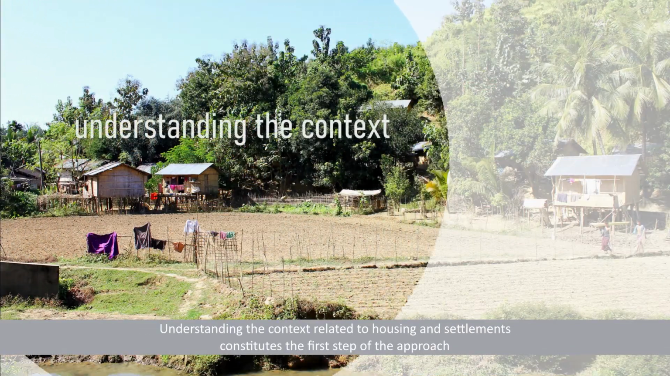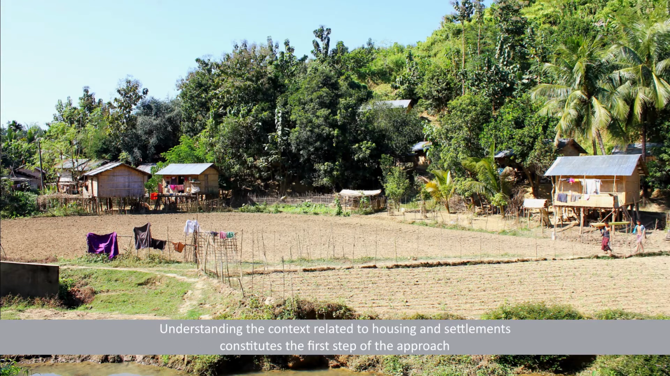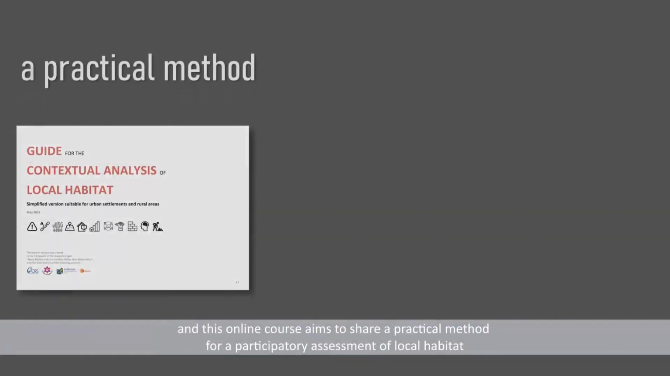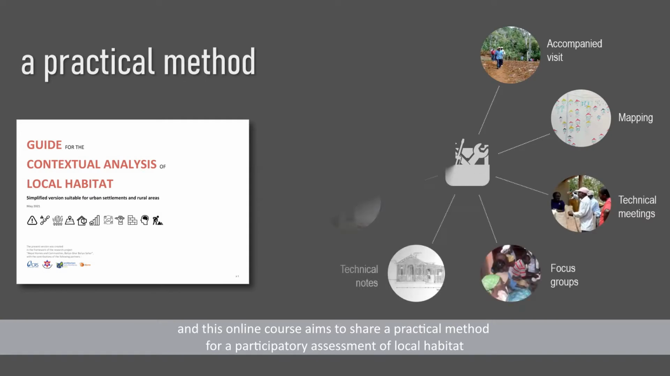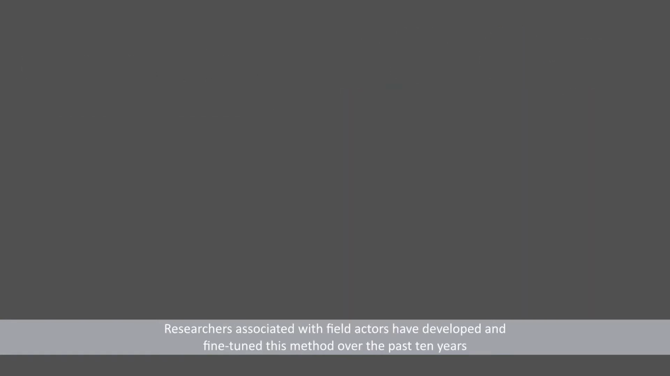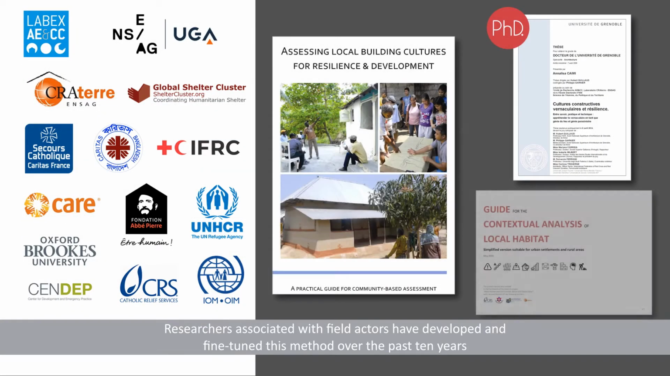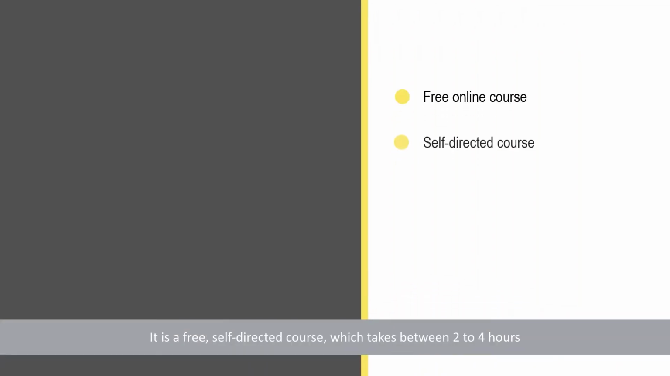Understanding the context related to housing and settlements constitutes the first step of the approach, and this online course aims to share a practical method for participatory assessment of local habitat. Researchers associated with field actors have developed and fine-tuned this method over the past 10 years. It is a free, self-directed course which takes between 2 to 4 hours.